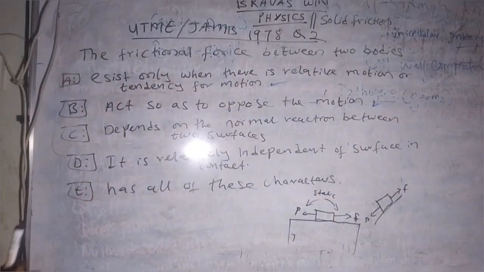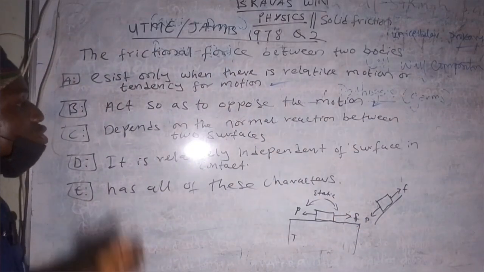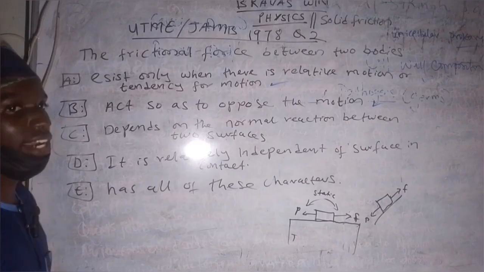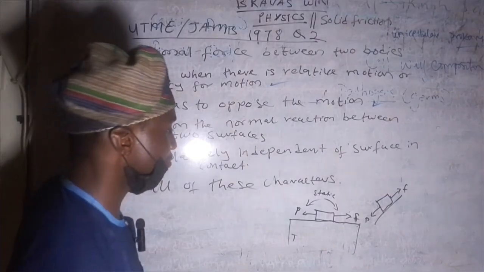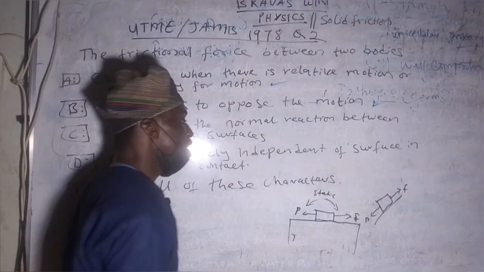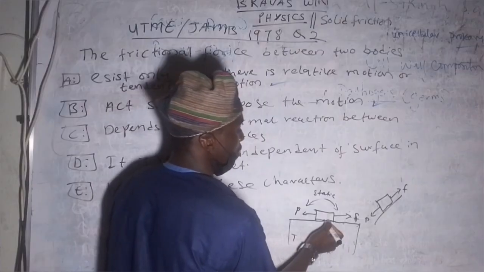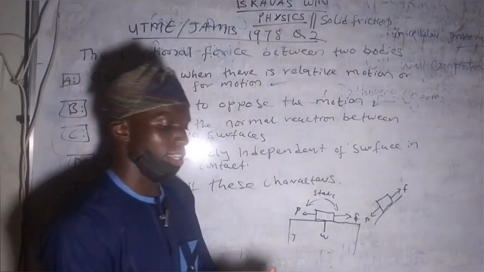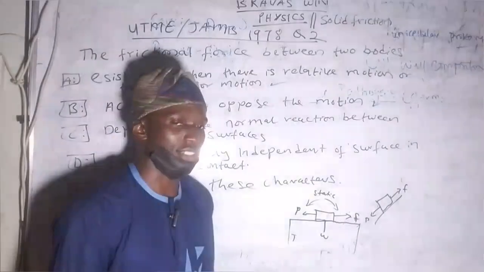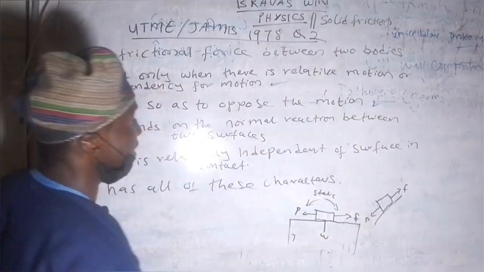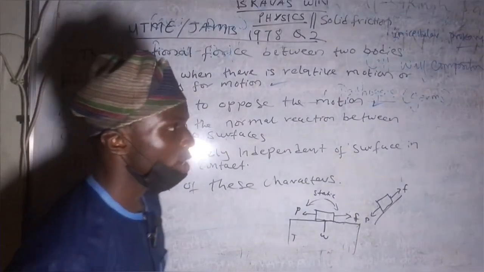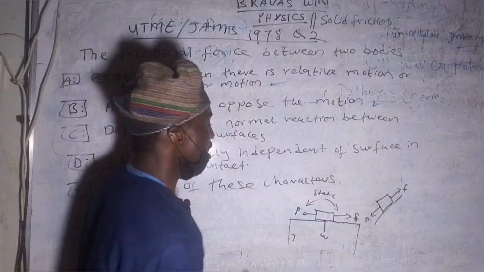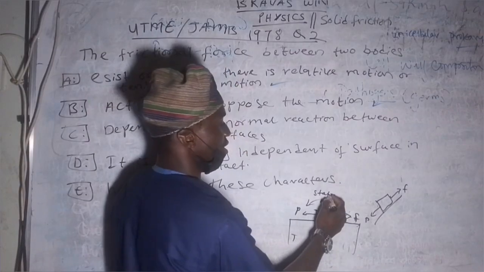And it said it depends on the normal reaction between two surfaces. What do we mean by reaction? I explained in the previous video that if you have a block like this on the table, it has a weight W. According to the third law of motion, when there is an action, there will be a reaction, which is equal in magnitude but opposite in direction. So when you have a weight, there must be a reaction, which is what? Opposite to that weight, a reaction R.